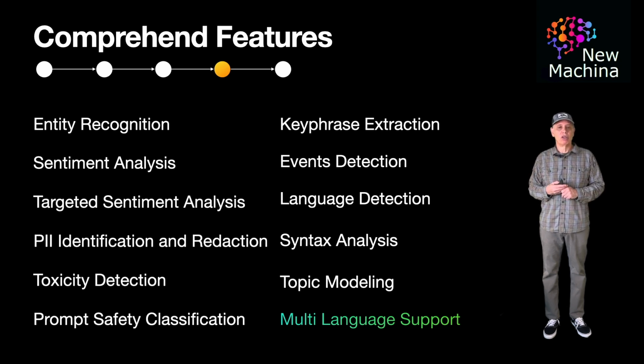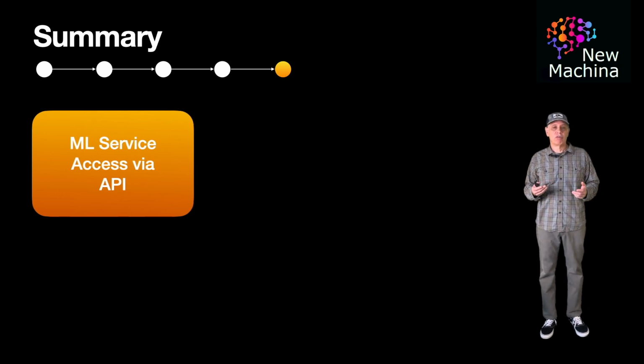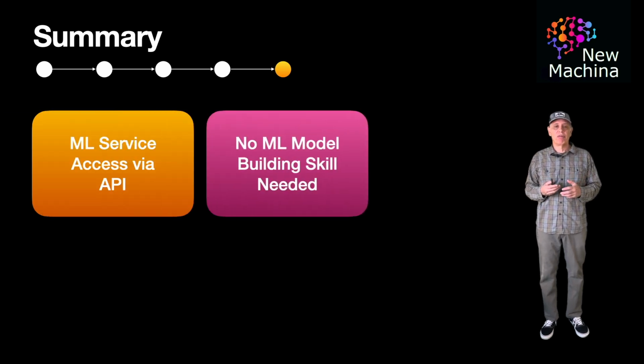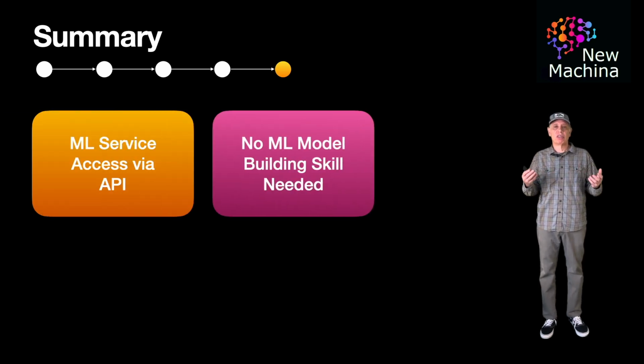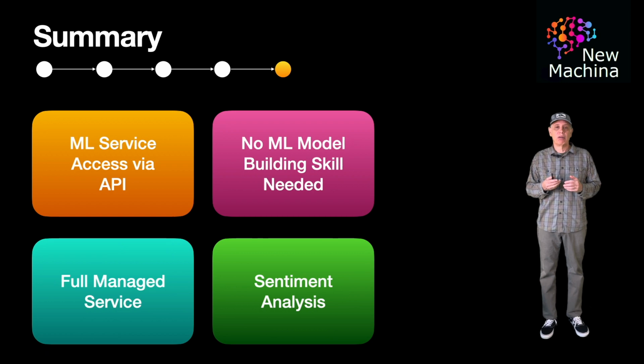So in summary, Amazon Comprehend is an ML service that you can access via API. Your team doesn't need to have machine learning model building skills to use this particular service. It's fully managed, so there's no infrastructure for you to have to support. It gives you sentiment analysis, but there's a variety of other types of use cases that build on that Amazon Comprehend can help you solve in your real-world applications.